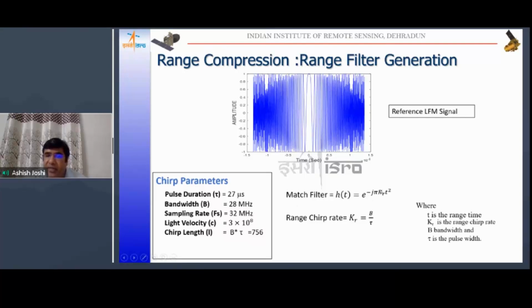We can make this. KR is called the range chirp rate, which is B by tau. What we have to do is multiply this match filter with the data. When the data comes, we have to multiply this in the range direction. This is called the reference LFM, and this LFM is multiplied in the range direction.